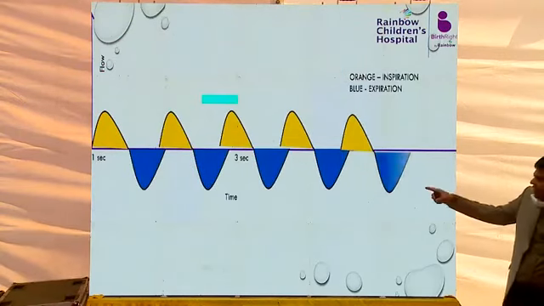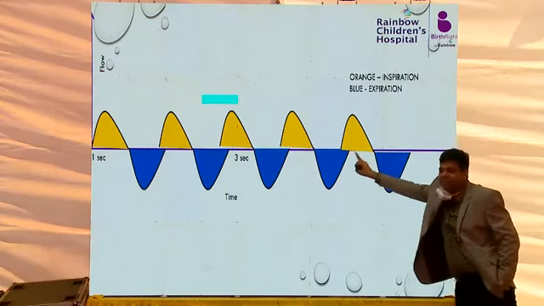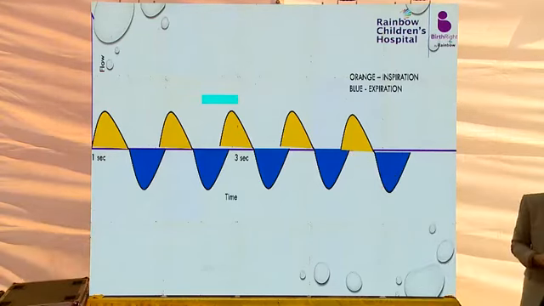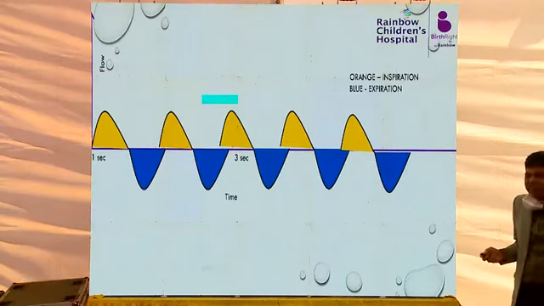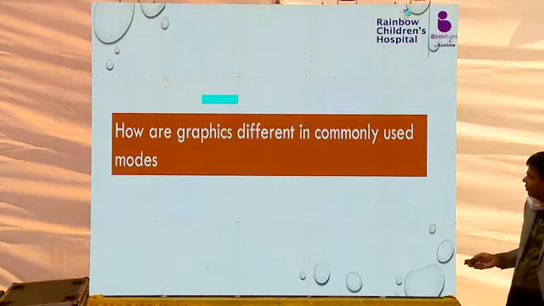So this is when the expiration is not fully happening and the inspiration is starting. This is a short TE, which can lead to air trapping.